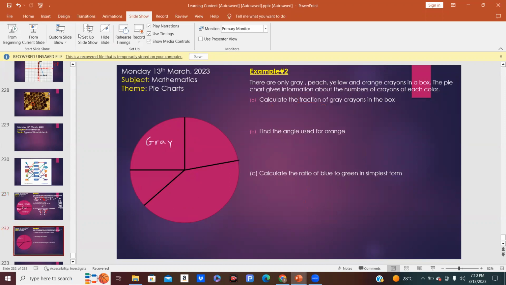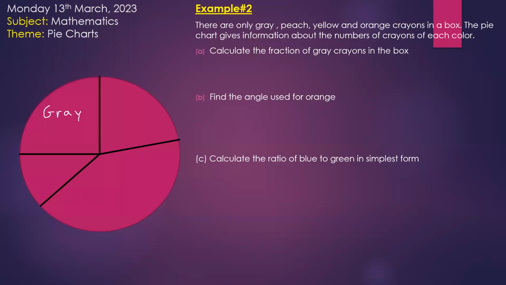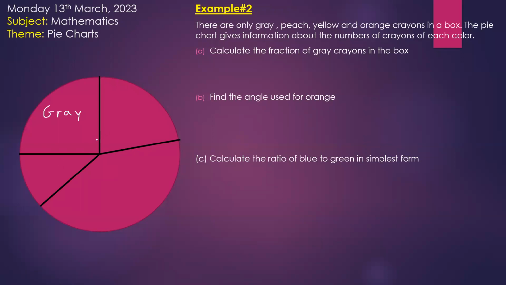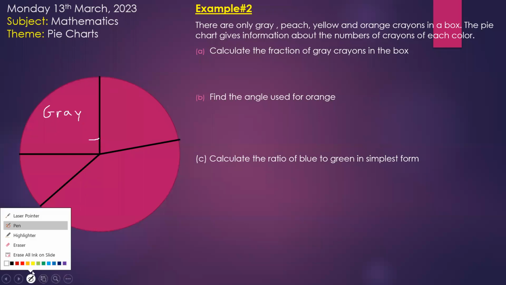All right, example number 2. Draw the same pie chart. Just change this side a bit. Just this side. Raise it up a little bit more. A little higher. We're gonna put gray as our right angle.